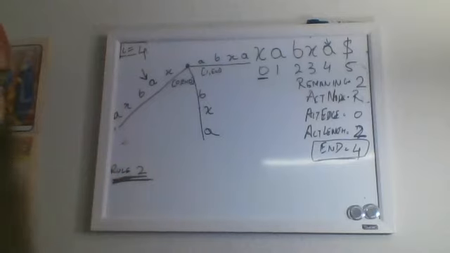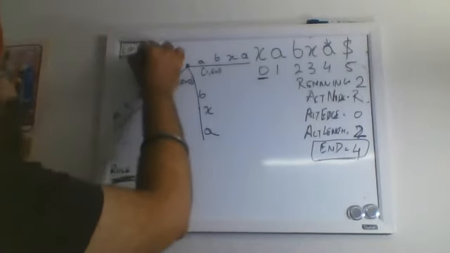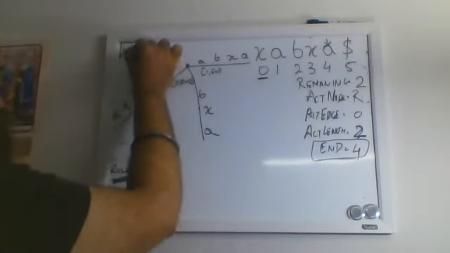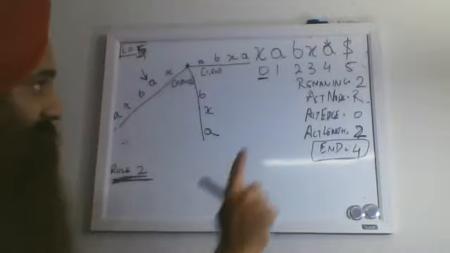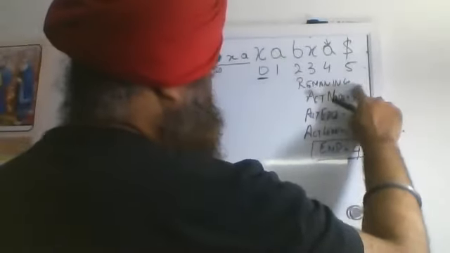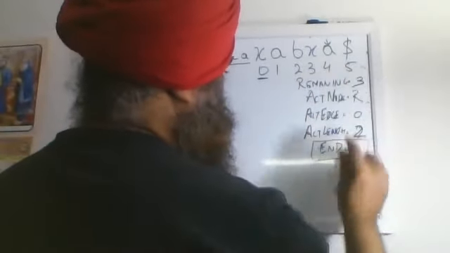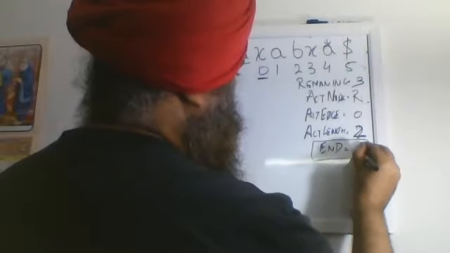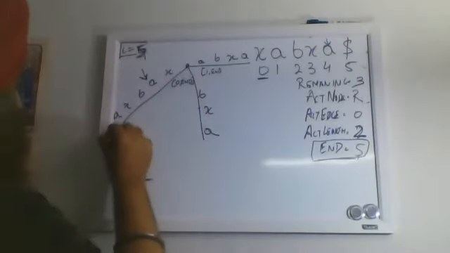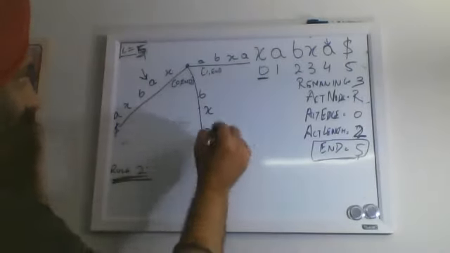Now we move to the last phase. So I becomes 5. Your remaining is incremented by 1 more. It becomes 3. End becomes 5. So basically your dollar sign is added to the end of all strings.